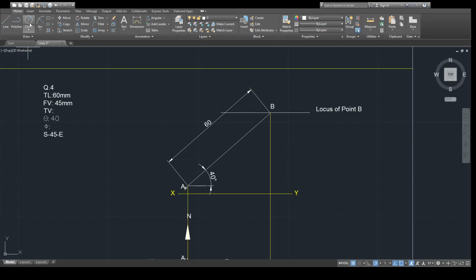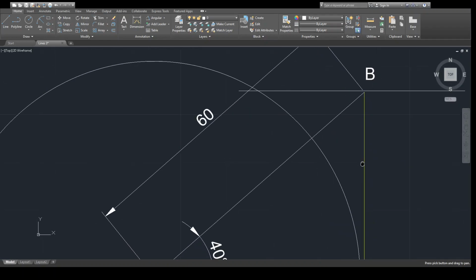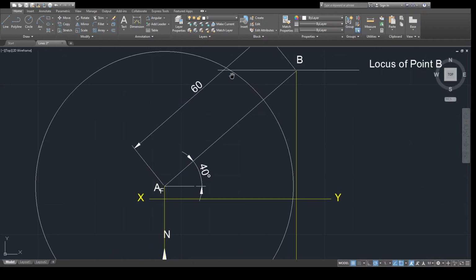So better I will draw a circle. That is simple actually. So radius equals 45 mm. It is cutting somewhere here at this point. Yes, it is cutting at the locus of point B at this point. So I will draw a line.